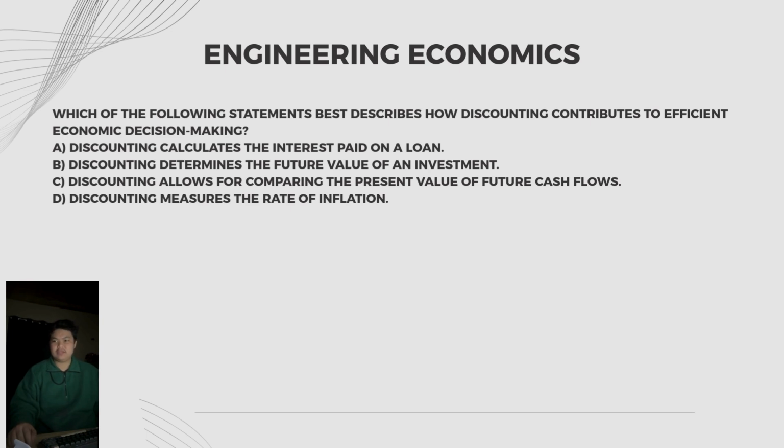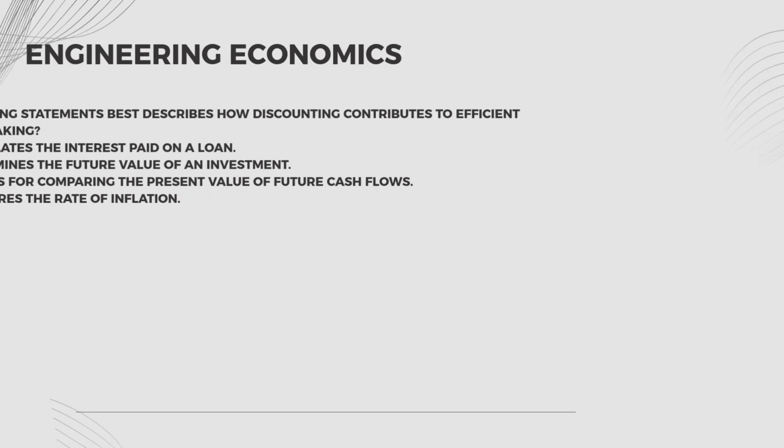Which of the following statements best describes how discounting contributes to efficient economic decision making? A. Discounting calculates the interest paid on a loan. B. Discounting determines the future value of an investment. C. Discounting allows for comparing the present value of future cash flows. D. Discounting measures the rate of inflation. The answer is C. Discounting allows for comparing the present value of future cash flows.